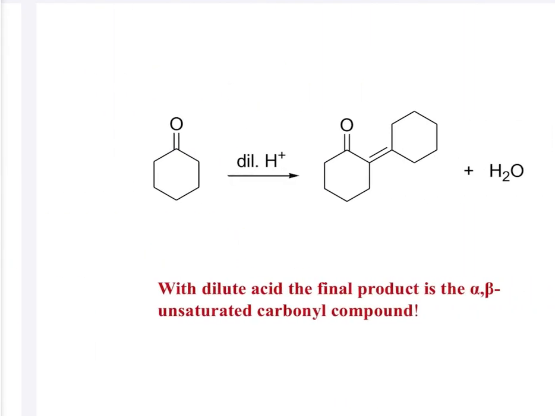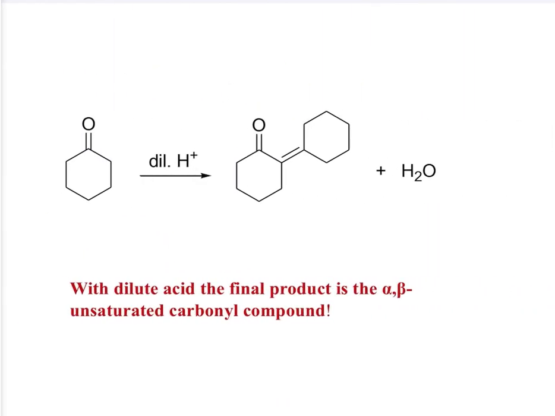The interesting point is, when the same reaction occurs in the presence of dilute acid, the product is the aldol condensation product where an alpha beta unsaturated carbonyl is produced. The difference, to understand the difference, we need to focus on the mechanism of the reaction.